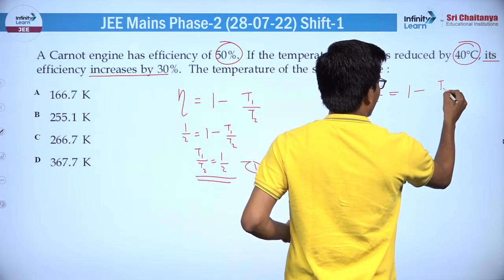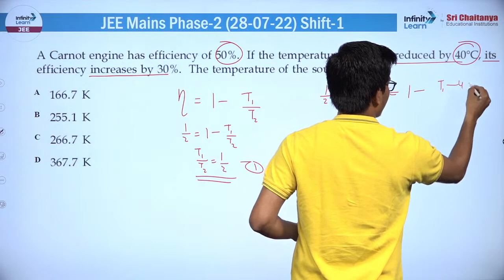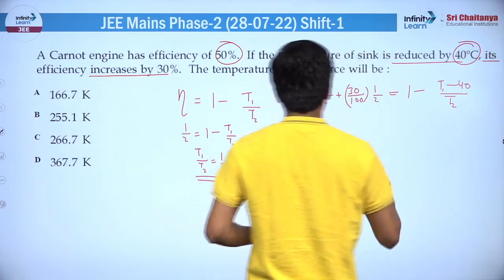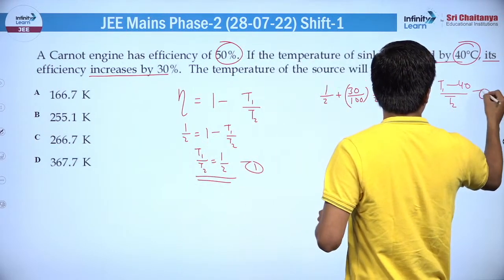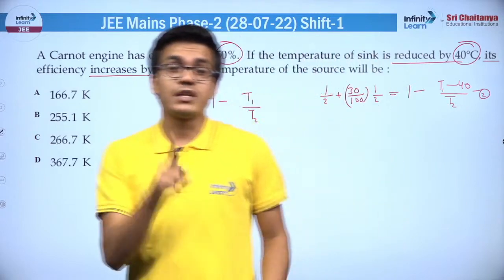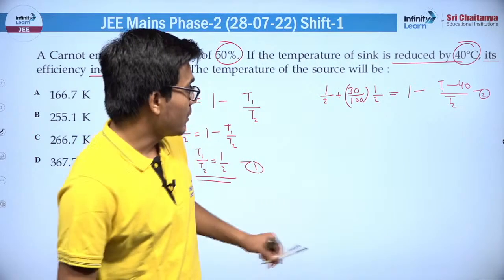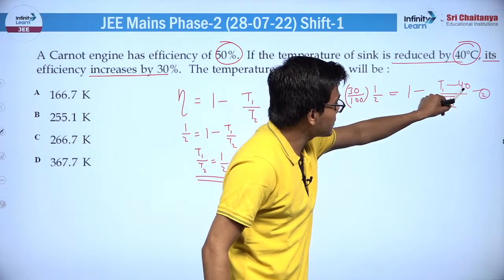So I would write T1 minus 40 divided by T2. Whenever I solve these two equations, the temperature will always come in Kelvin. Make sure that you are not taking this in centigrade here.